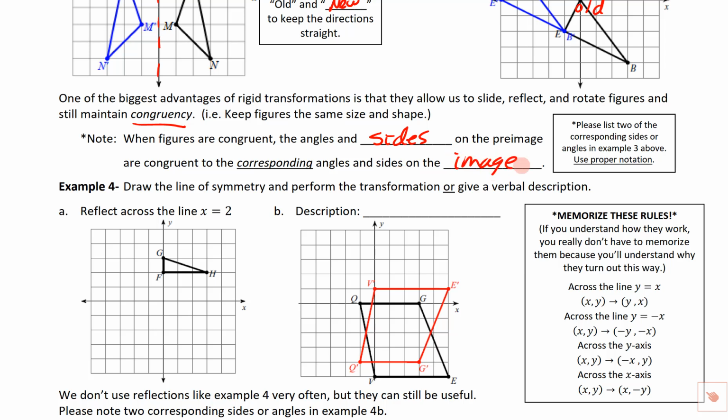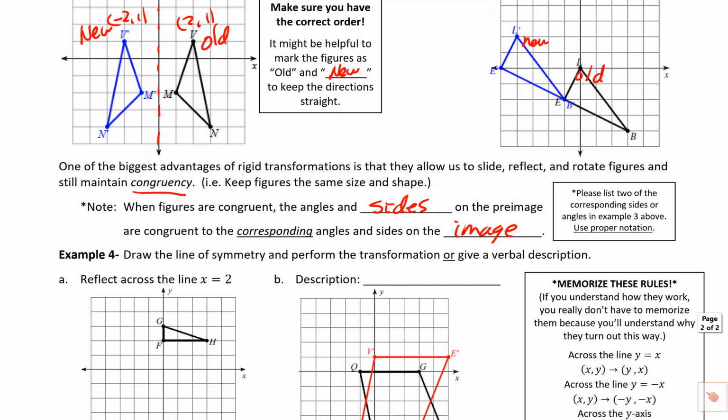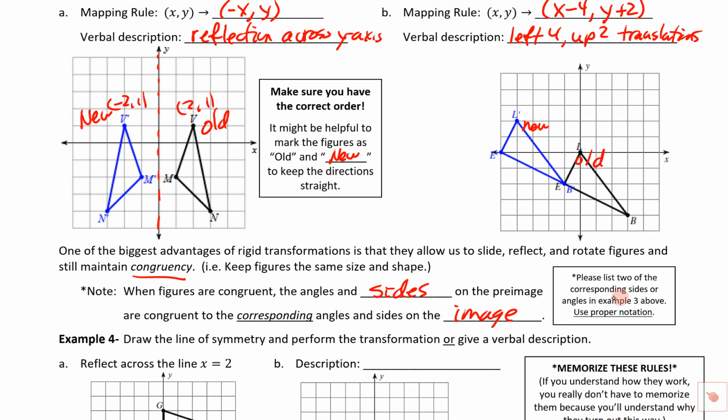Okay? Now, on example 3 up above, let's come back up here like it says in this box. It says, please list 2 of the corresponding sides or angles in example 3 above and use proper notation. I don't really care which one we look at, but let's look at this one because it was done last, and it's a little easier to organize.